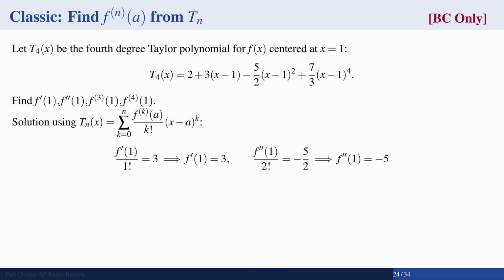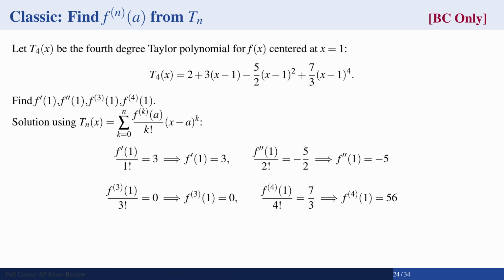f double prime of 1 over 2 factorial has to be equal to -5/2 because that's the coefficient of (x minus 1) to the second. So from that we get f double prime is equal to -5. Notice that there is no (x minus 1) to the third term. That means that the coefficient must have been 0. This is kind of one of the keys to working with this. So the third derivative over 3 factorial is 0. We automatically know that the third derivative was 0.